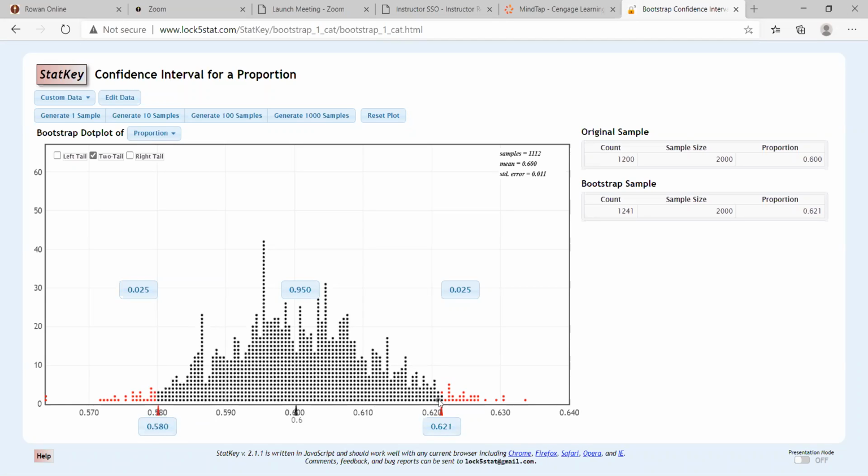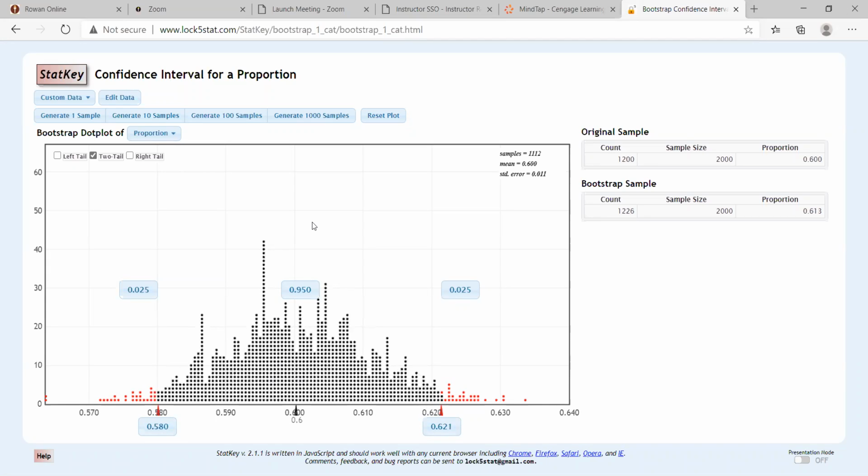That is, out of all the possible samples that we could create, we would say 95% of them contain the true population proportion, and we're hoping that this particular interval that we created is one of those 95%. That's what we mean by 95% confident. Okay? Any questions about that?